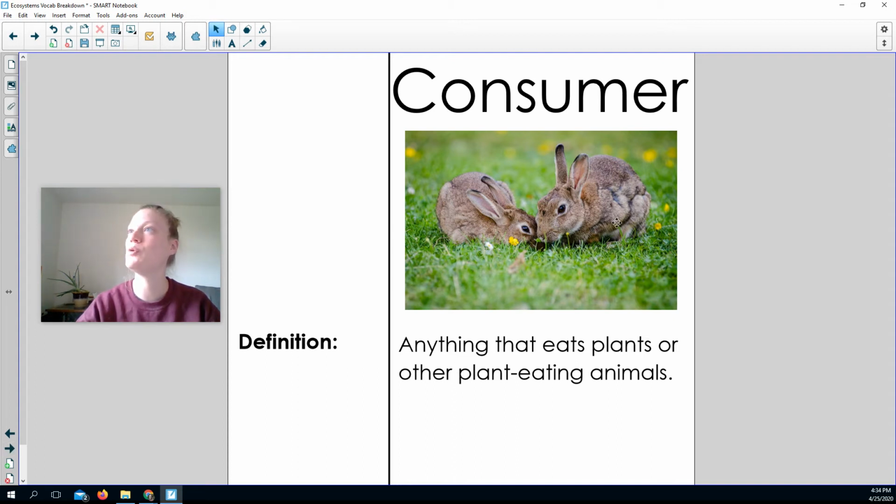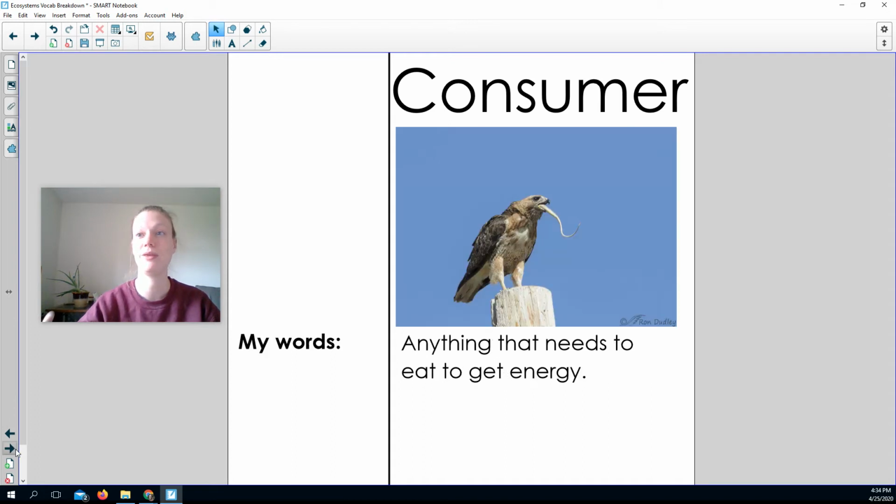And obviously, one example of a consumer is little bunny rabbits. In my words, it's anything that needs to eat to get energy. It's not necessarily only things that eat producers. They don't only eat plants. They either eat plants or they eat something else that ate the plants.